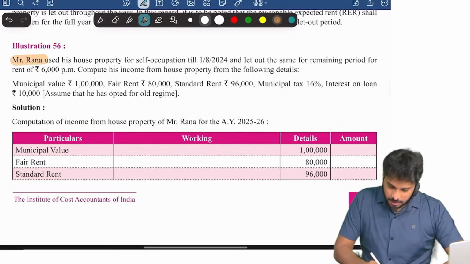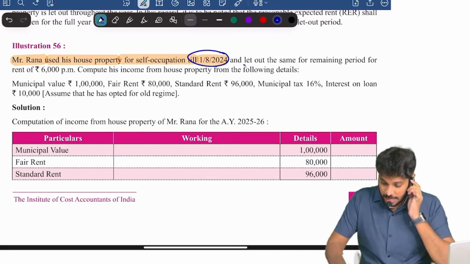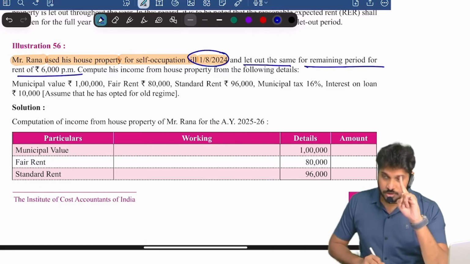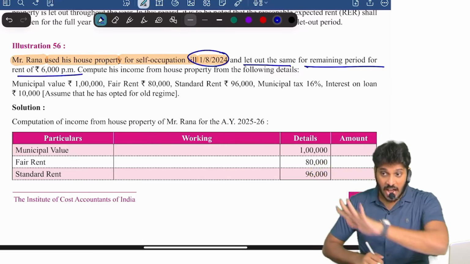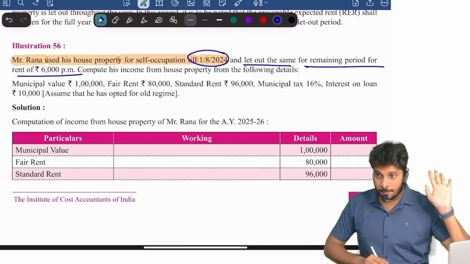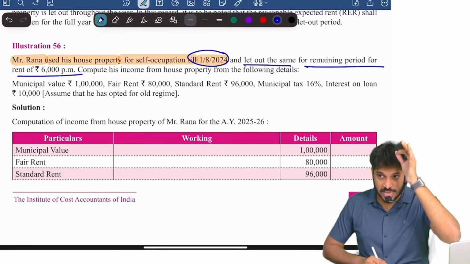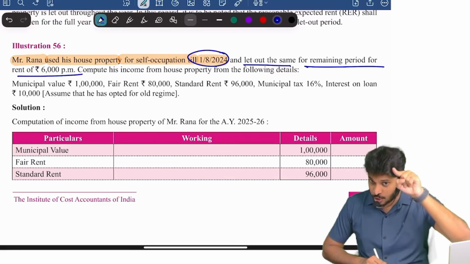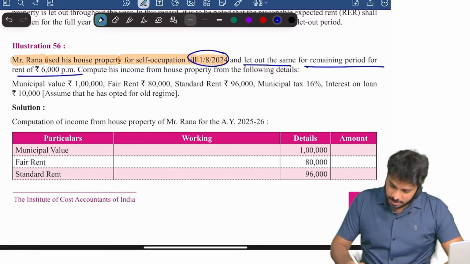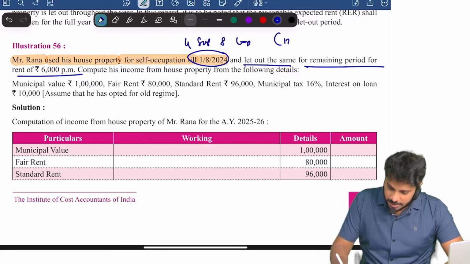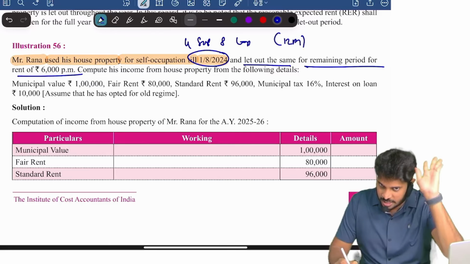Illustration 56. Rana used his house property for self-occupation till 1st August and let out the same for the remaining period. It's only one house, one unit, part of the year self-occupied, part of the year let out. I cannot claim NAV equal to 0, so I will have to compute GAV. When I compute GAV, I should do it for the ownership period of 12 months, whereas actual rent I will take only for the let out period. So he had 4 months self-occupied, 8 months let out, but for the entire 12 months put together we should compute GAV.